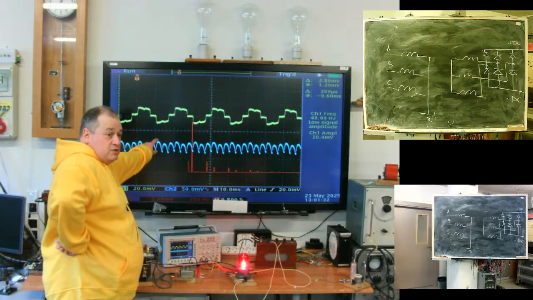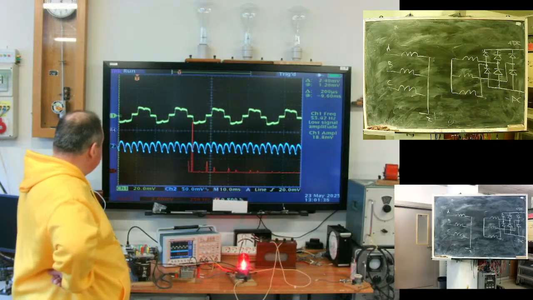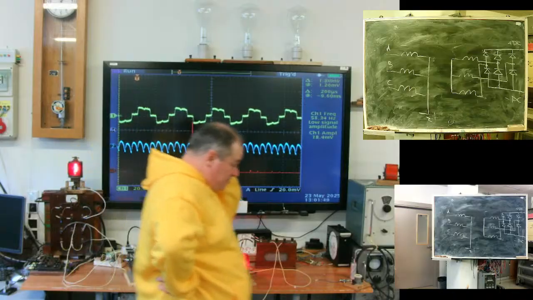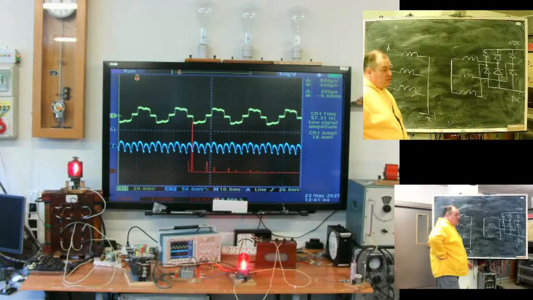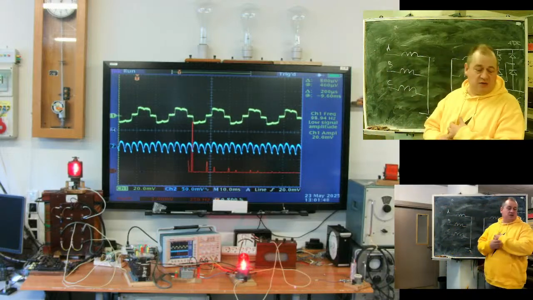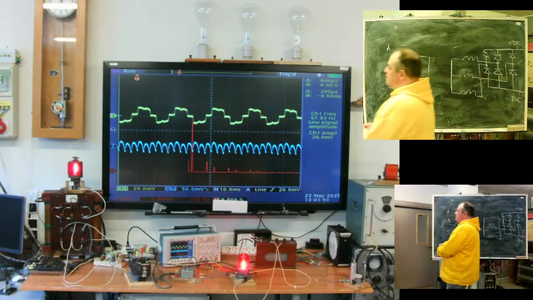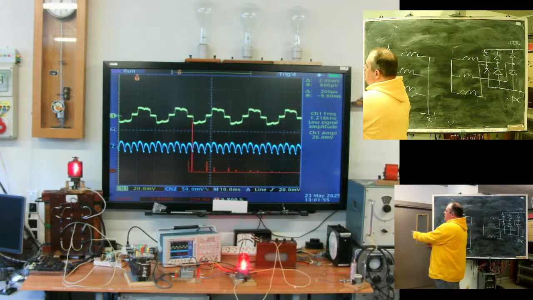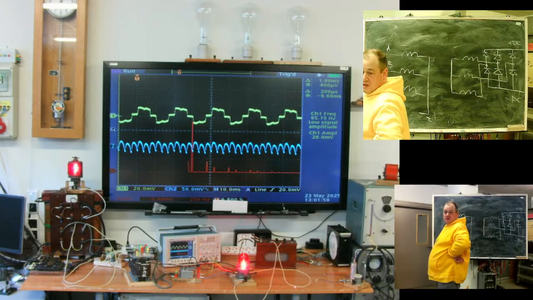Why not symmetric? Transformer is not symmetric. It's natural for such kind of transformer. They have different magnetic resistance. Okay, very nice, but missing filters.